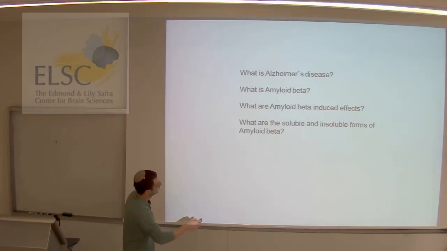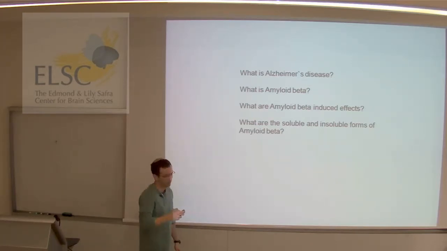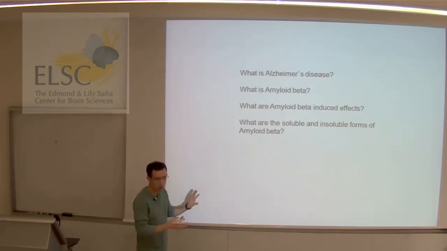Okay, what are the soluble and the insoluble forms of amyloid beta? We already mentioned it, but in this paper they call it the soluble form and the insoluble form. Which is which? What are these two?